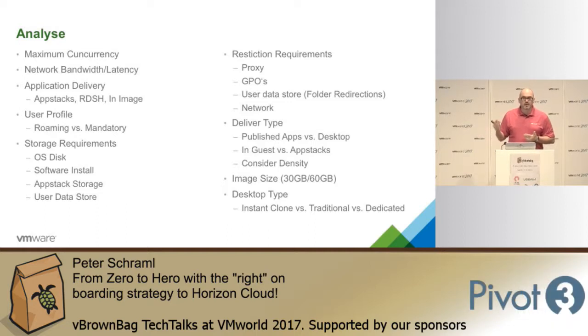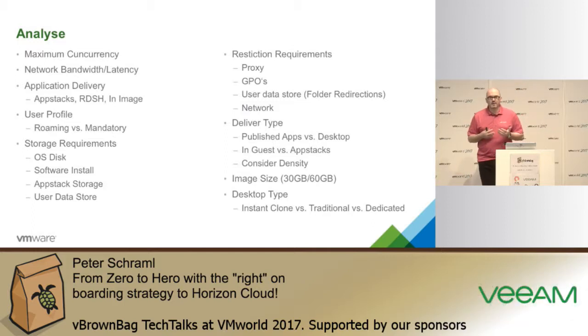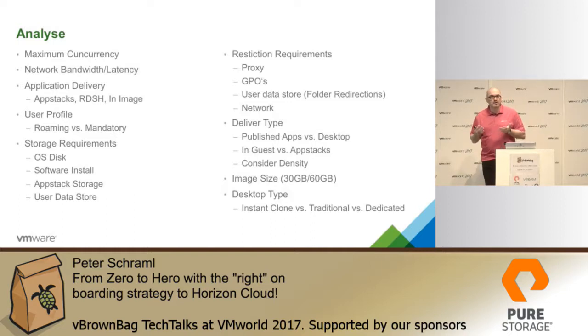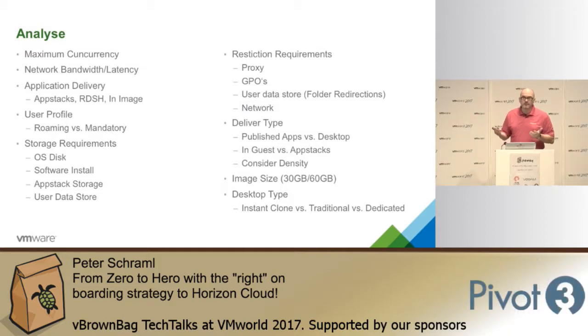Storage requirements: we provide t-shirt sizes in terms of the machine size, so you get dedicated IOPS, but you still have to understand whether you have additional storage requirements. What is the disk size that you need for the OS? What software do you want to install? What AppStacks do you need, and how much storage do you cater for that in the cloud environment? As well as user data.